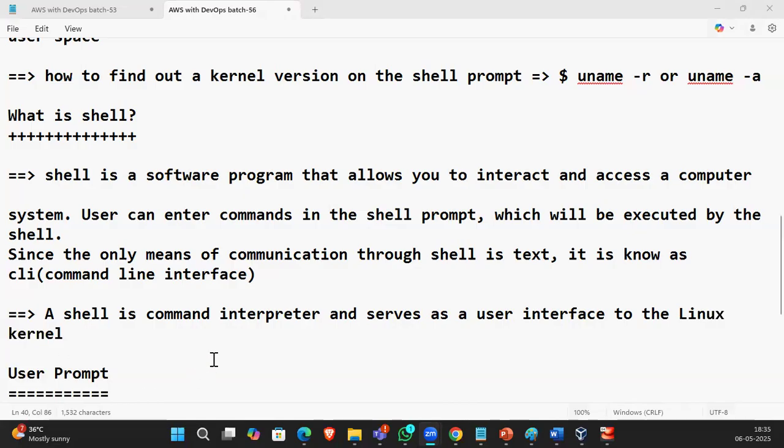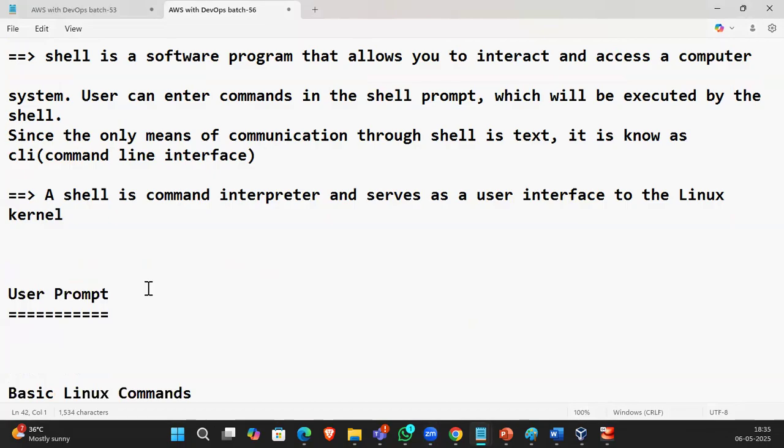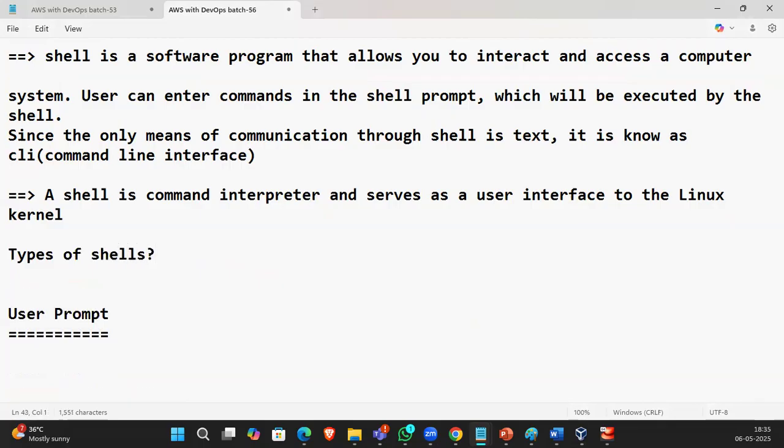Guys, understood? So a shell is a command interpreter and serves as a user interface to the Linux kernel. Guys, understood? So in Linux, which shell are we using? Types of shells. How many types of shells do we have? Which shell does Linux use?